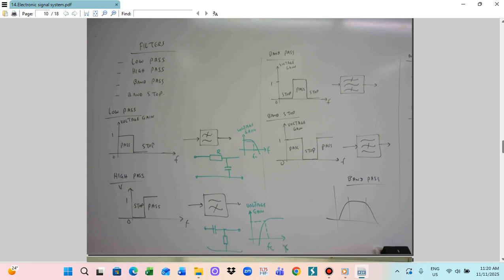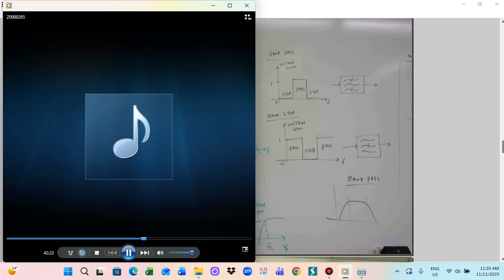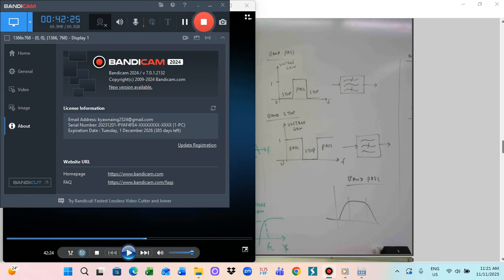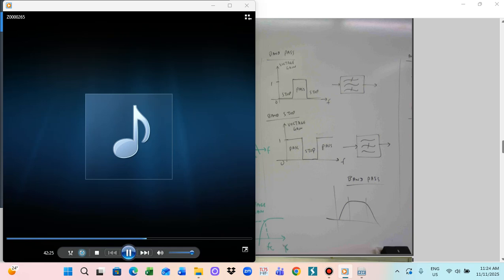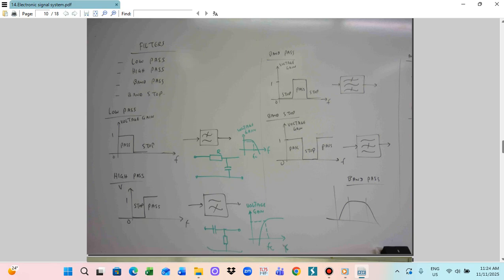And another one is the band stop filter. For the band stop filter, the vertical axis is voltage gain and the horizontal axis is frequency. In this case, there is a pass band here. Then we stop, and then you pass again. So the band stop filter, you can draw the diagram here. It stops the middle band, and the upper and lower frequencies can be allowed. So those are the band stop filter. Those are the diagrams of the low pass, high pass, band pass, and band stop. Okay, how will we make the physical design?